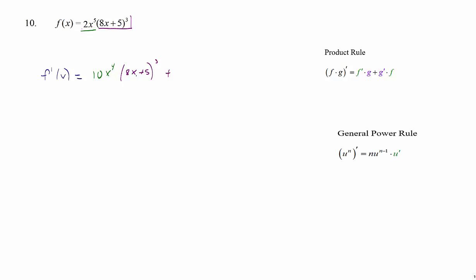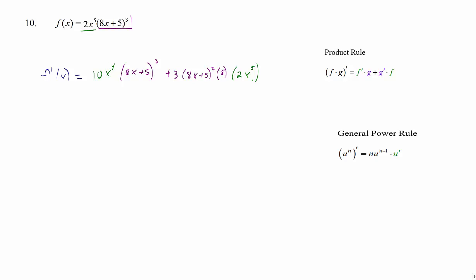Okay, so taking the derivative of (8x + 5) to the 3rd, we bring down our exponent, decrease our exponent by 1, and then multiply it by the derivative of what's inside. So times 8. That's my derivative of the second, and then we still have to multiply it by the first, so times 2x to the 5th.